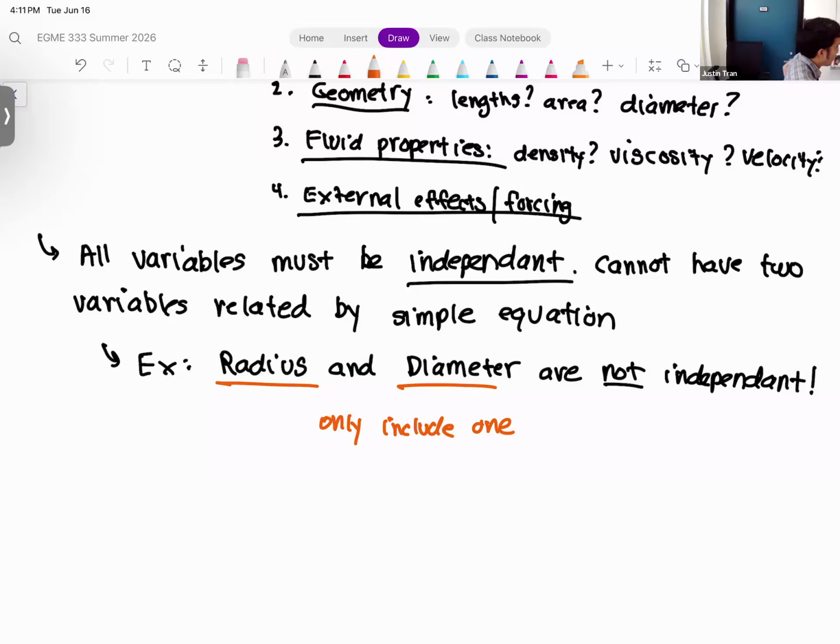Another one that may not be obvious, maybe diameter and cross-sectional area. So cross-sectional area as well would not be independent if you already have diameter in your analysis, because diameter affects your cross-sectional area. Okay?